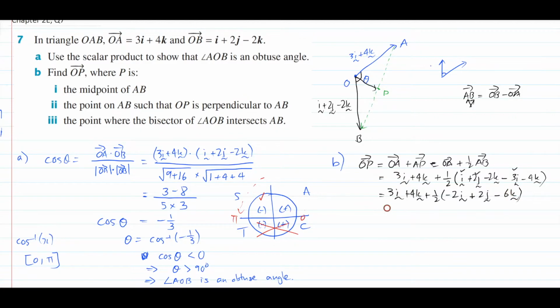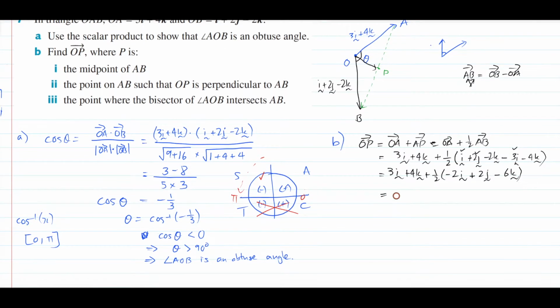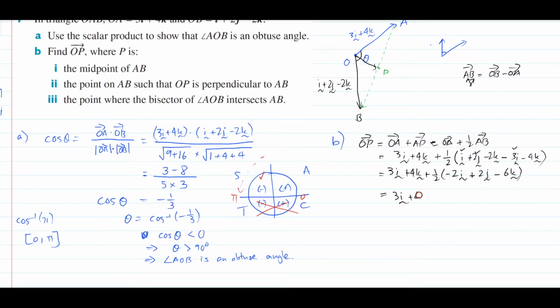And then now you can expand the half out. So what we get is 3i plus 4k, I'll do this quickly, minus i plus j, and then minus 3k. And then we add them together. So we get 3i minus i, that is 2i. And then of course you have the plus j by itself, so that's plus j, and then plus k, so that's 4k minus 3k, and that is your vector OP. So that's part B, or part B(i), where P is the midpoint, and that's what you get for your vector. Let's move on to part B(ii).